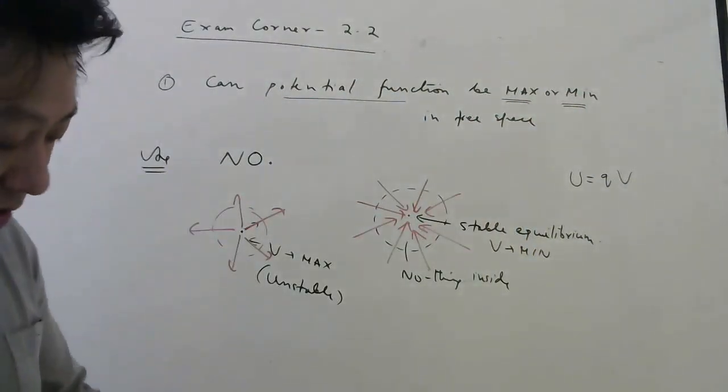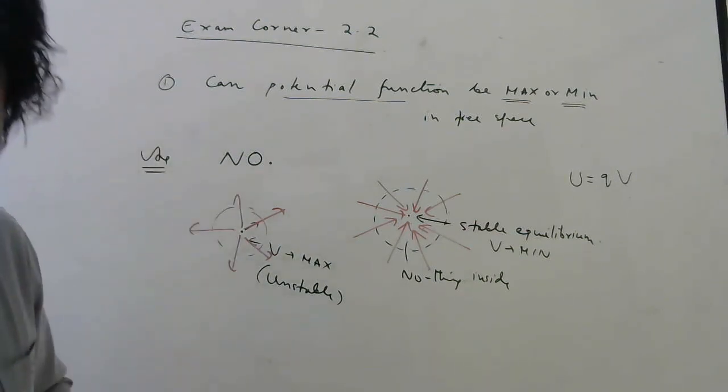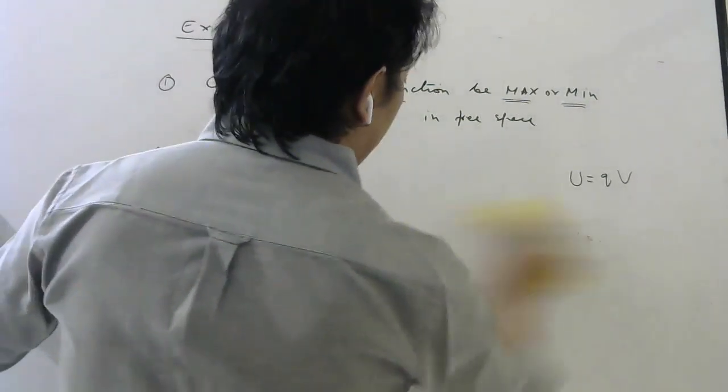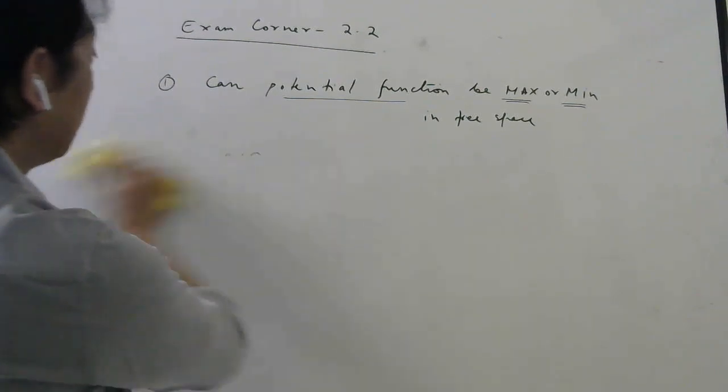Understood? So again, reason you don't have to remember. Just remember the answer is no. Basically, this explains that charges can never be in stable equilibrium or unstable equilibrium in free space. Okay, so keep this in mind. Let us see question number 2 now.